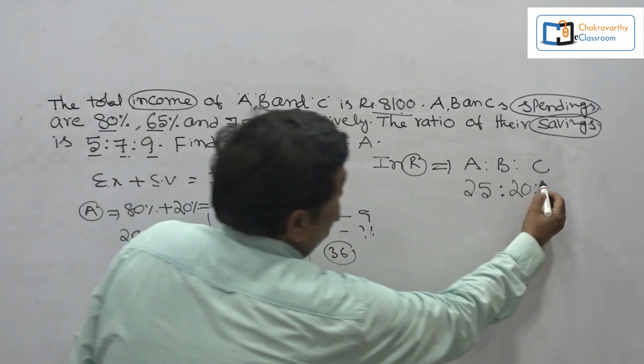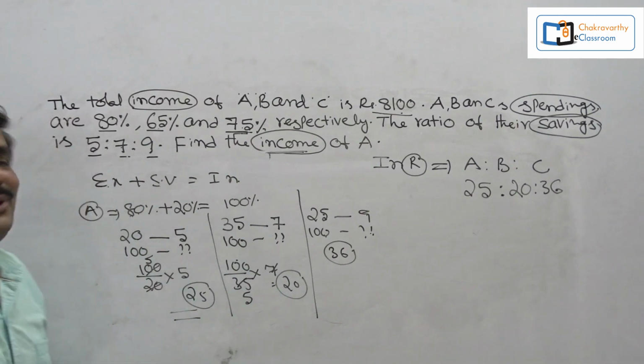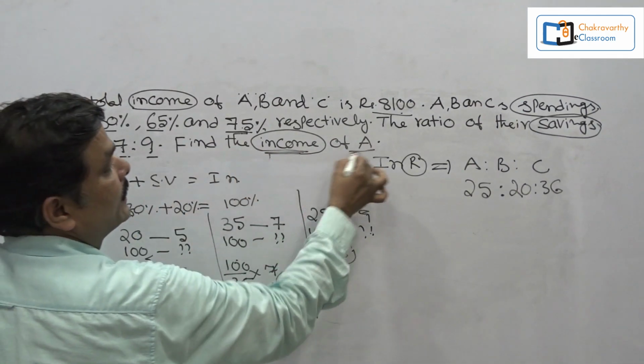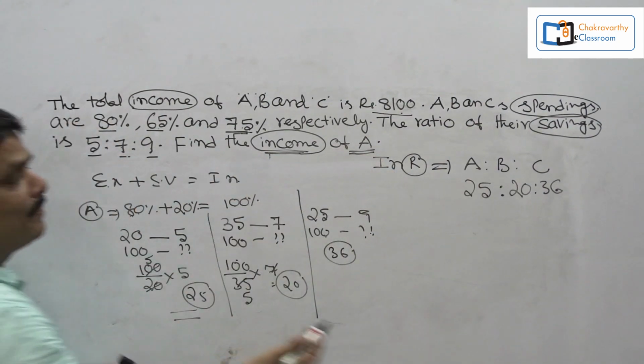Now simply this is 36. Now, what is the question here? What is the income of A is the question. Now, what is the income of A here?